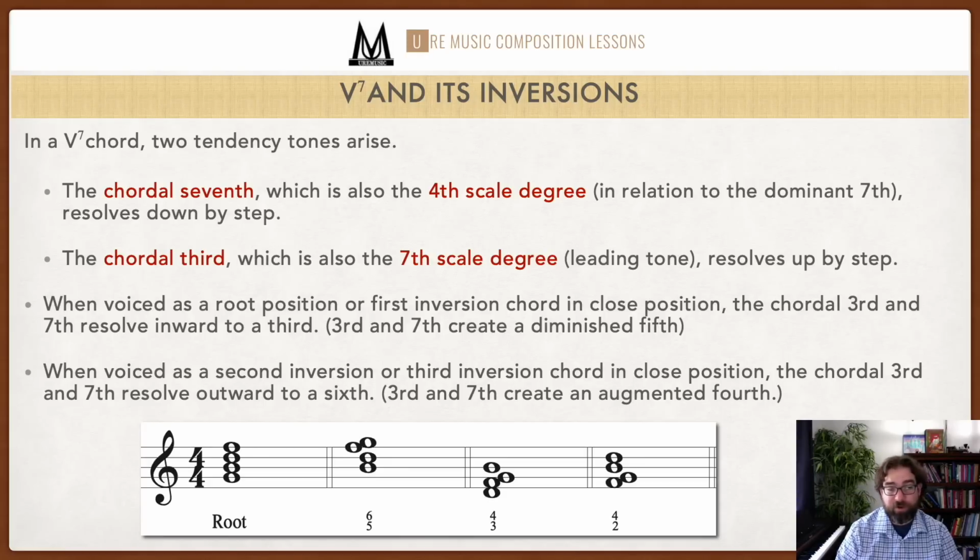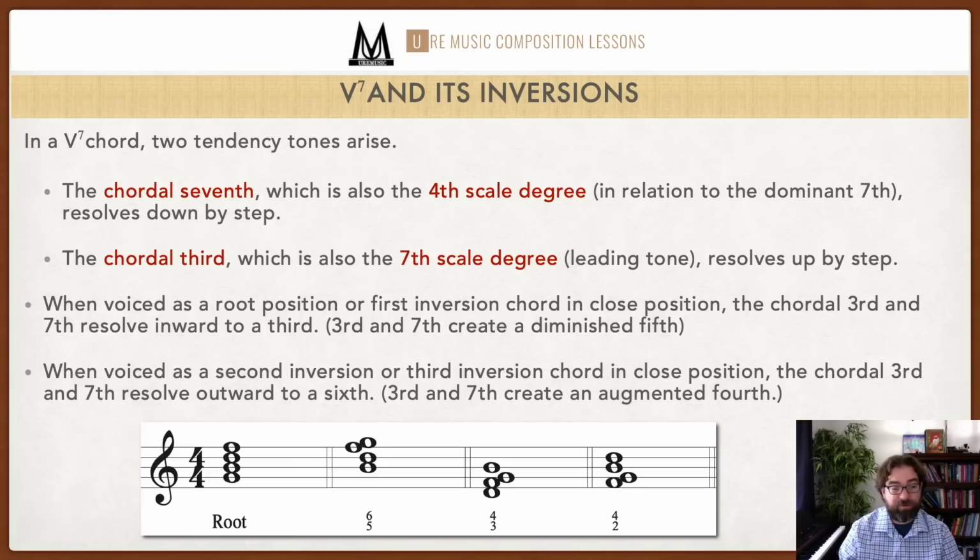In the 5/7 chord, you've got two tendency tones. So remember, a tendency tone is anything that wants to resolve one way or the other. Typically, they want to resolve by step, and they're either going to resolve up or down. With the chordal seventh, so if we're in the key of C, you've got your G major chord, that would be the 5th scale degree, so that's your dominant. The dominant has a 7th on the top, so that'd be an F.